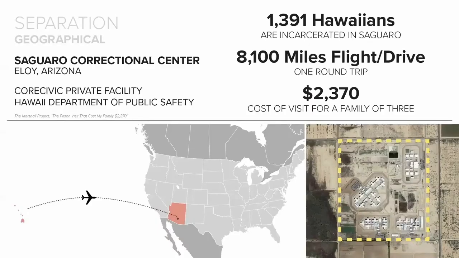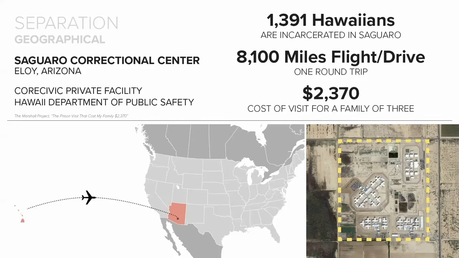One of the most extreme instances I have found through my research is the Saguaro Correctional Center. This private prison is located in Arizona, but is contracted for the state of Hawaii due to land constraints on the islands. In an article by the Marshall Project, a family of 3 discusses the difficulty in staying connected to loved ones incarcerated here. According to the Marshall Project, 1,391 Hawaiians are incarcerated in Saguaro.